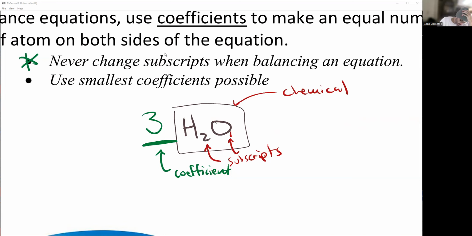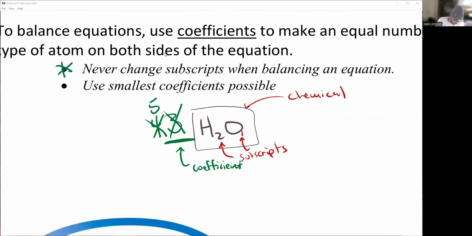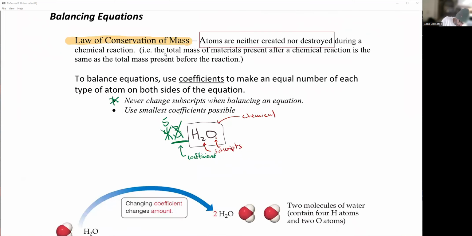So we can change this all we want. Like, oh, actually, I need twice as many. I need 2 more hydrogens. Okay, so I'm going to cross this out and put 4. So we can have 4 hydrogens there, right? Oh, actually, I'm sorry, 8 hydrogens. Oh, actually, we need a 5 coefficient, so I'll put a 5 in front. You can keep changing the coefficient all you want when you're balancing equations. Never change subscripts.